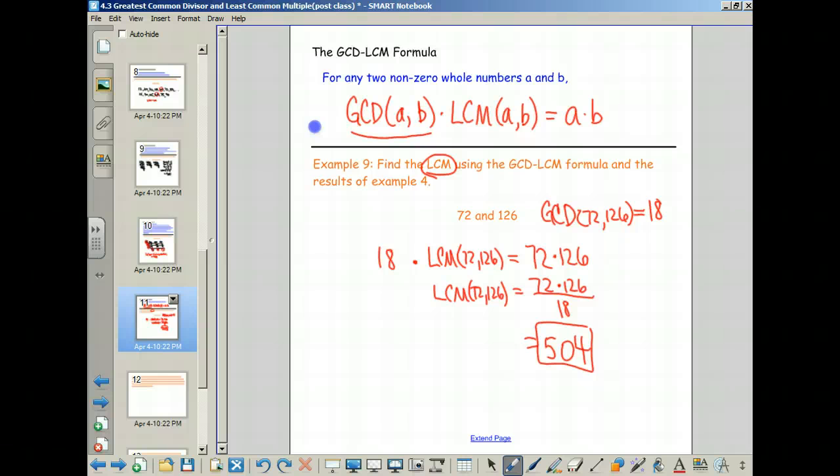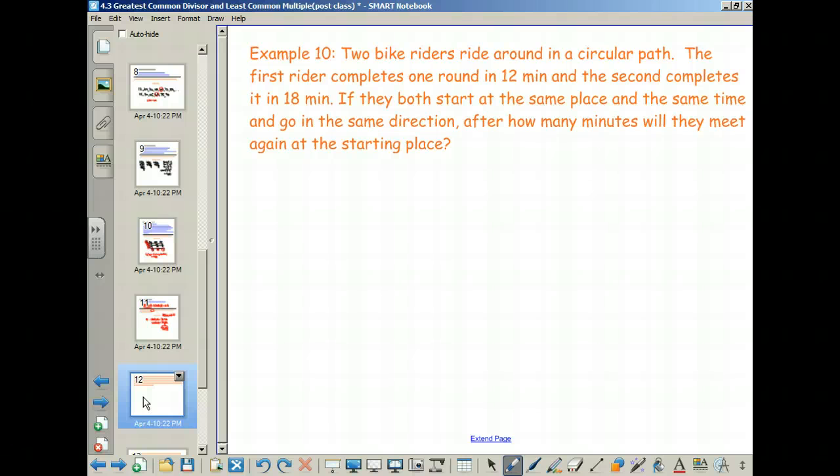Okay. I think I have time for one more. Two bike riders. The application problem. You guys love these, so I should do one. Two bike riders ride around a circular path. The first rider completes one round in 12 minutes. The second completes it in 18. Evidently much slower, right? If they both start at the same place at the same time, and they go the same direction, after how many minutes will they meet again at the starting place?